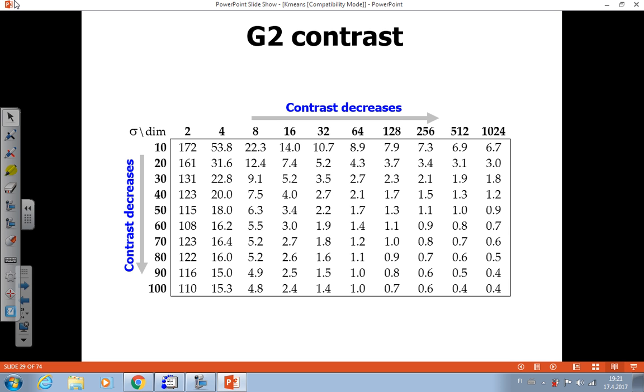Contrast. As the dimensions increase, the contrast also decreases, and when overlap increases, for small dimensional data sets there are no big changes, but for higher dimensional sets we get really small contrast.